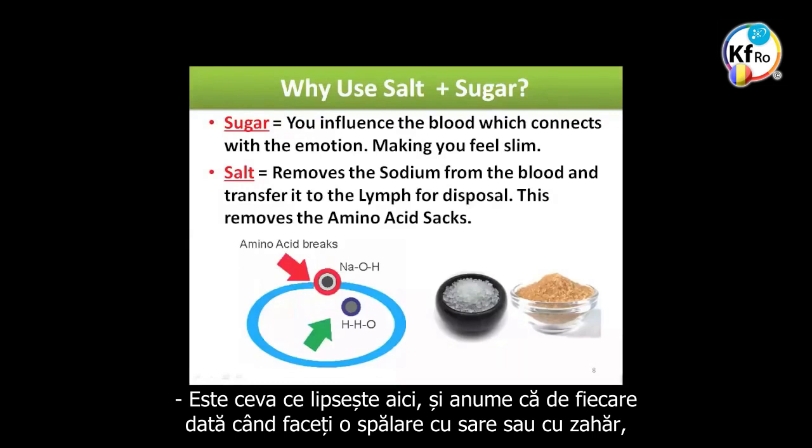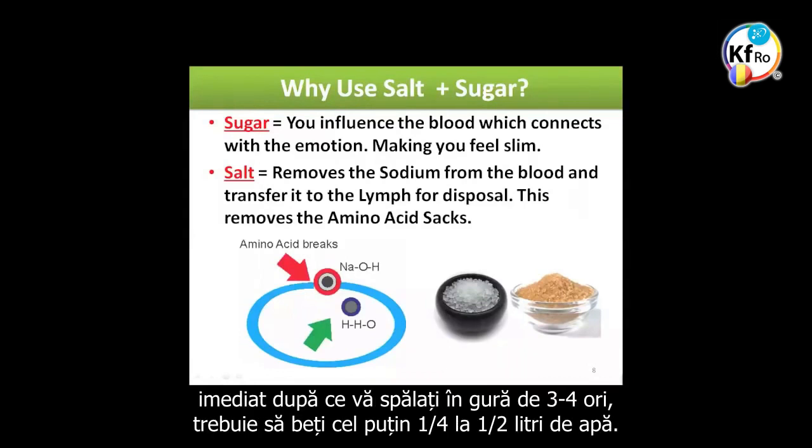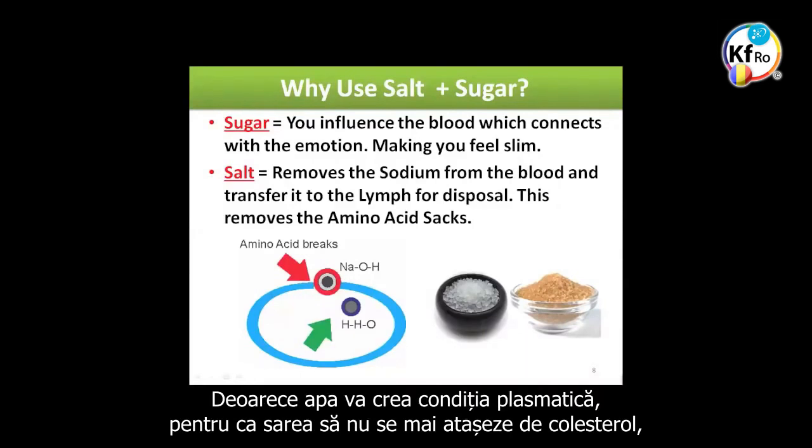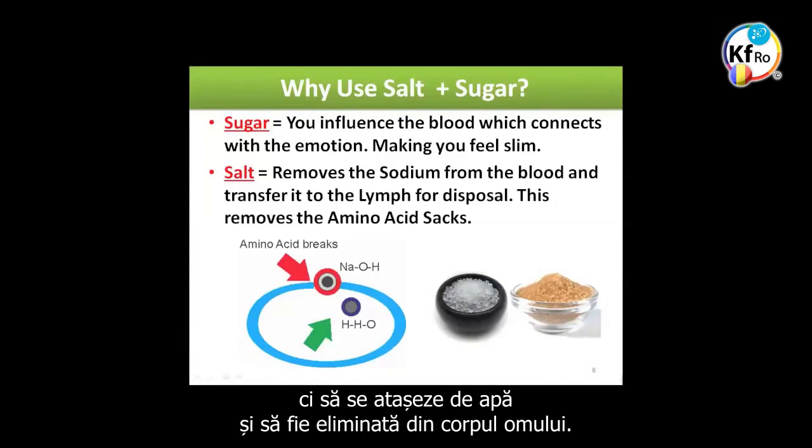There is something missing here. Whenever you do the salt wash or the sugar wash, immediately after you wash your mouth 3 or 4 times, you need to drink at least a quarter to half a liter of water, so that you allow the salt or the residual sugar to dissipate through the body and be washed out. Because the water will create the plasma condition for the salt, instead of getting attached to the cholesterol, to be attached to the water and get out of the body.